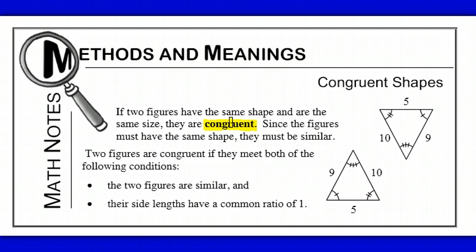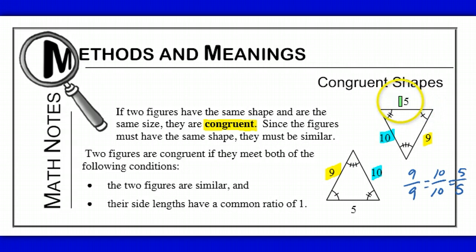So, conditions of congruency. Two figures are congruent if they meet both of the following conditions. So if they are similar, so that has to be first and foremost. If I can put all of their corresponding sides, so 9 to 9, let's make them match. 9 to 9, is that equal to 10 over 10? And is that going to be equal to 5 over 5?